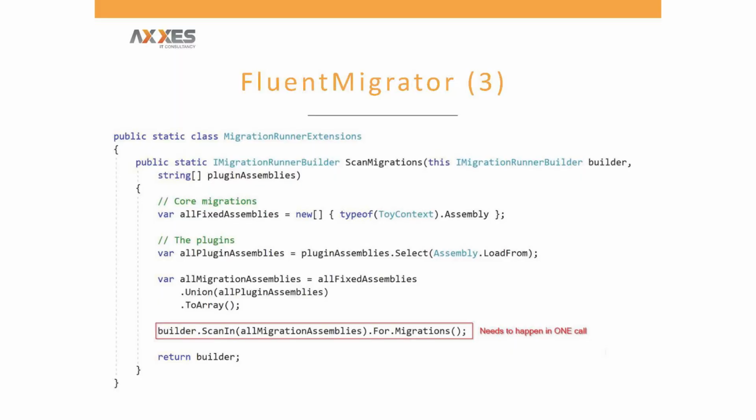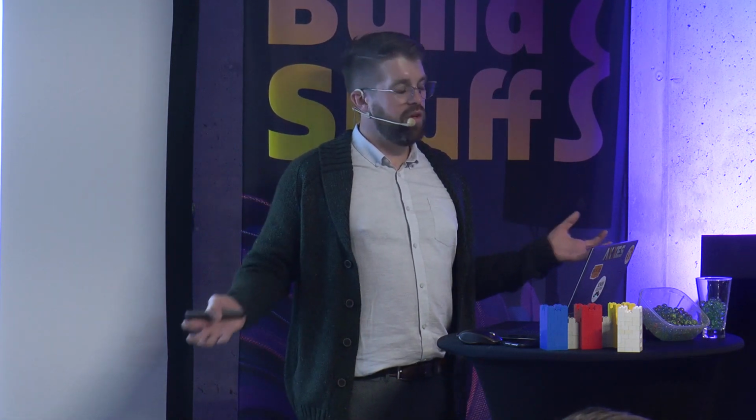So if you want to write a migration runner, the only thing that you have to take care of is that you have to tell Fluent Migrator about all the DLLs that it needs to read for migrations in one call. It looks like that: builder.ScanIn, and then you pass an array of assemblies. You cannot call that multiple times. You have to pass in all the assemblies in one go, so you have to batch your core assemblies and your plugin assemblies in one array and then just pass it. It's the only thing you need to know, and then it works out of the box.